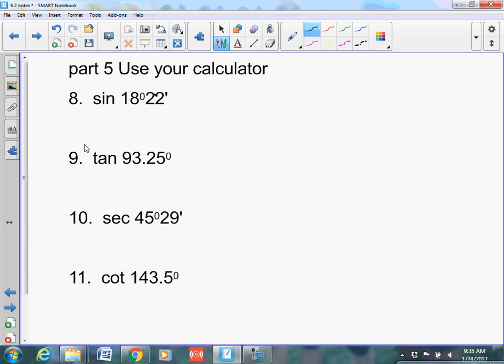Sine of 18 degrees, 22 minutes is 0.3151. I think they want you to go up to 4 decimal places. Is that what you guys got? Let's go down to this one.